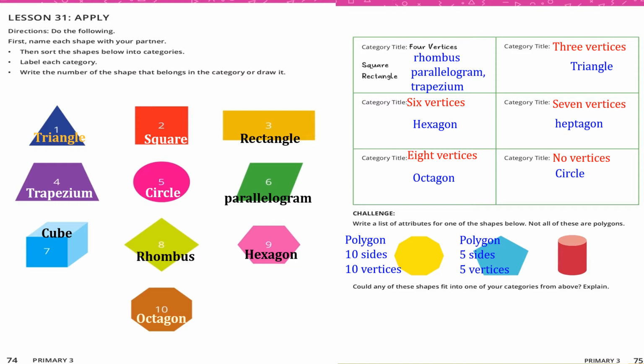The last one, is it a polygon or not? No, it's not a polygon. Why? Because it has some curves, right? Yeah, so it's not a polygon. Now, we have here 3 shapes. Two are polygons and one is not a polygon. Could any of these shapes fit into one of our categories? Yeah, we have here our cylinder that belongs to the no vertices category.